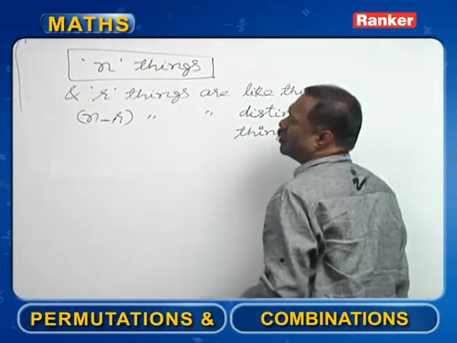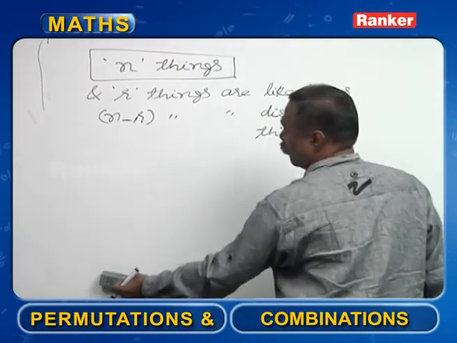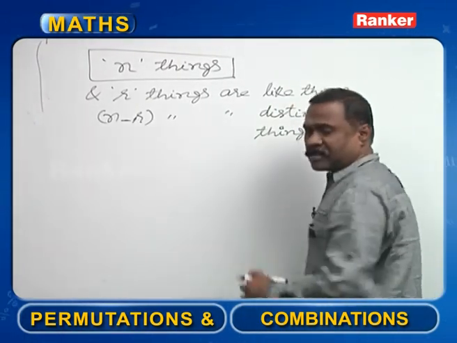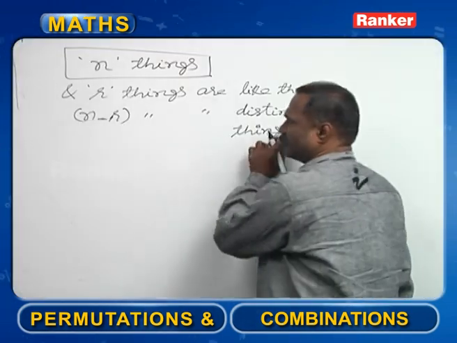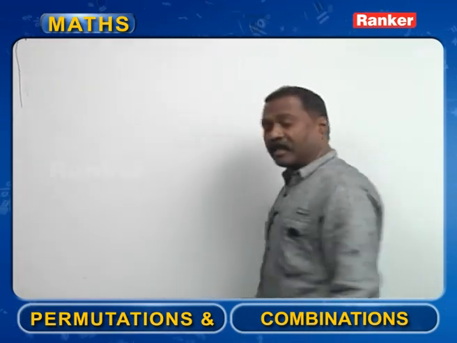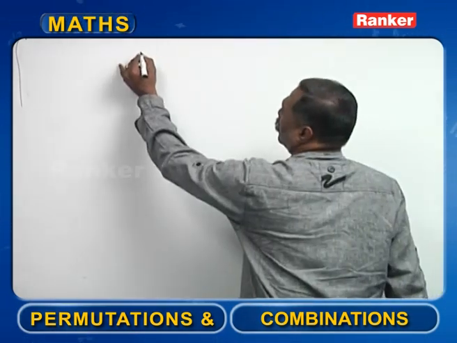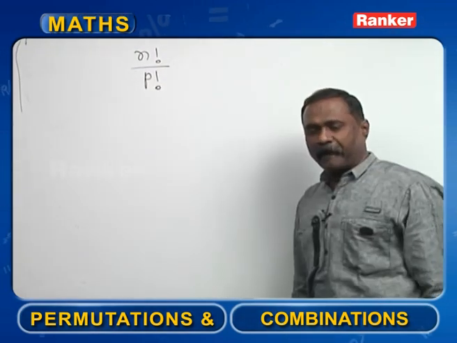Simply I'll explain it like this. These are n things. Among n things, let us consider one permutation. Just go through the statement once. The number of permutations of n things taken all at a time, when p of them are alike and the rest are all different, is n factorial upon p factorial. That is a typing mistake there; it is not r factorial, it is p factorial.